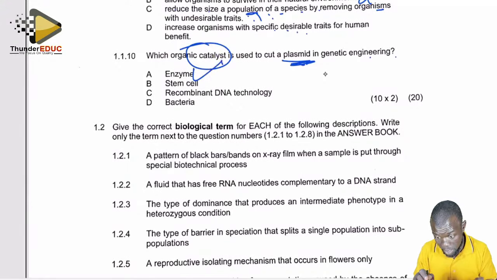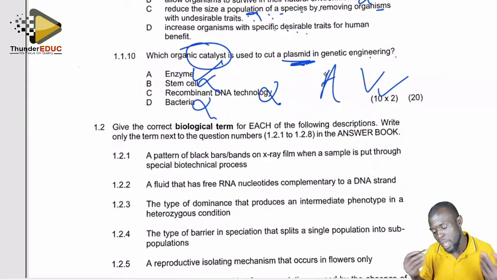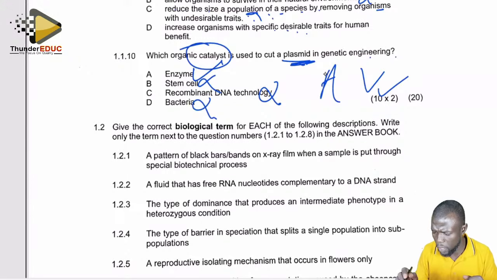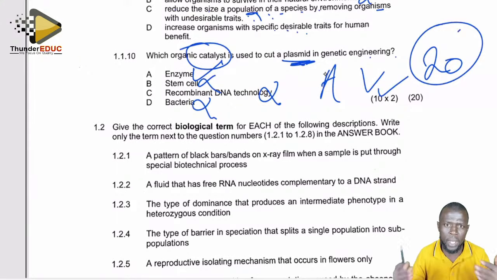So they're saying enzymes, which looks to be correct. Stem cells, nope. Recombinant DNA technology, nope. Bacteria, nope. The plasmid is found in a bacteria, so it can't be. So the answer is A, which becomes the most correct answer, and it means that you get 20 out of 20. So you see, guys, it is so nice chilling, and getting 20 is very easy. Make sure that in these objectives, you get 20 out of 20. If you have a challenge, check out what you think is not right. There are some answers which you see are wrong, so the remaining one could be the correct answer. So you can use the elimination method.